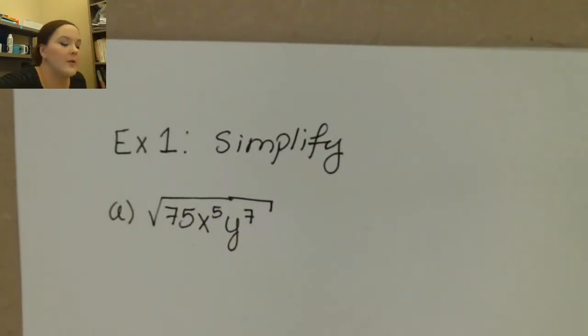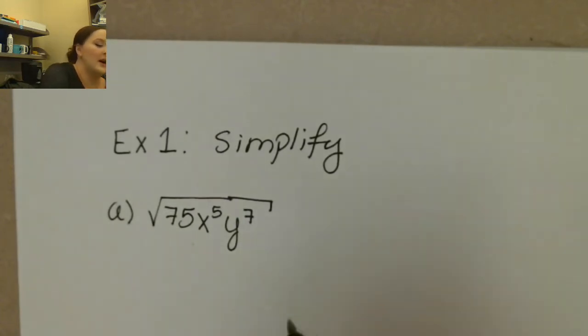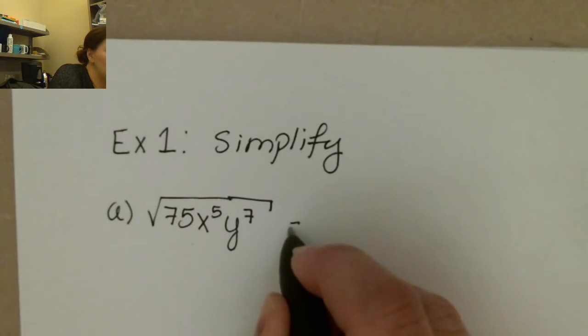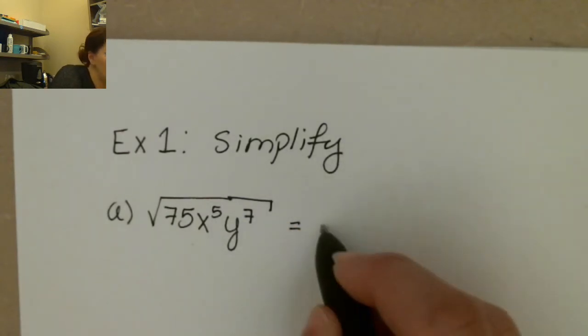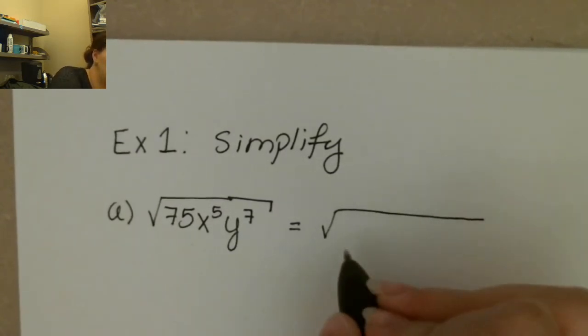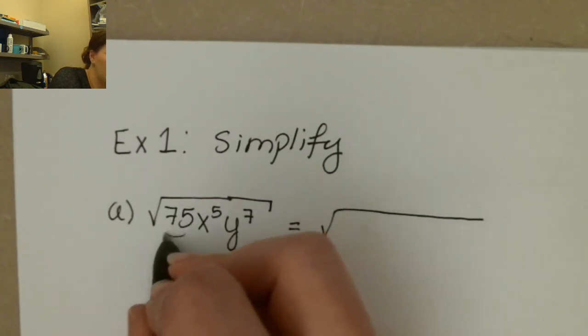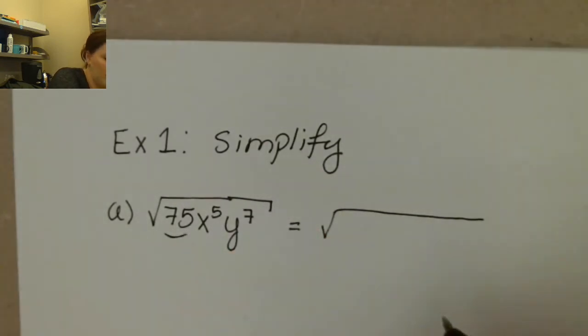Okay, now because you guys took Algebra 2, you should be familiar with this, but I do want to do an example of the technique that I use to simplify. What I use is I always split this into two pieces. You want to split it into the part that is a perfect square, and then the part that is left over. So you're looking for a factor of 75 that is a perfect square.